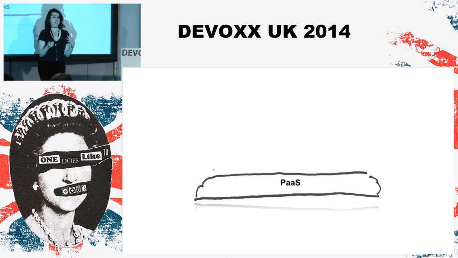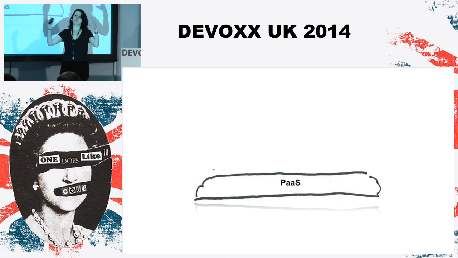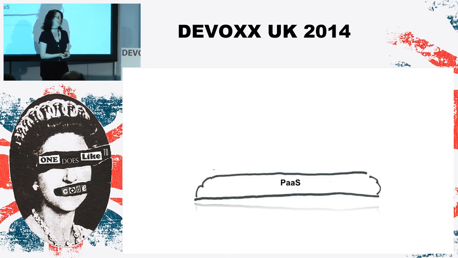And so now we're moving into this PaaS model as well, where instead of just having the hardware, you get the things that you need in order to run your application.